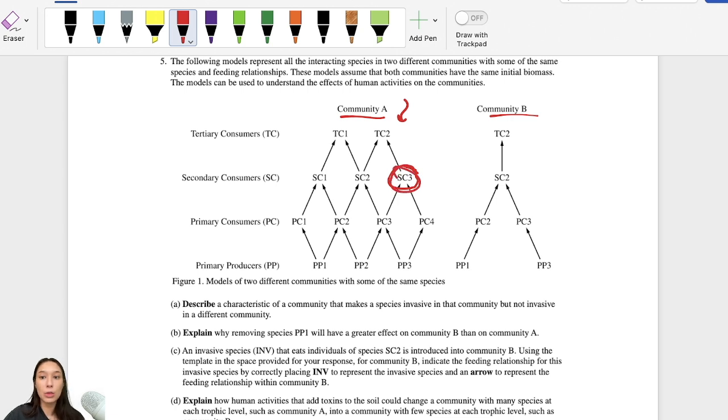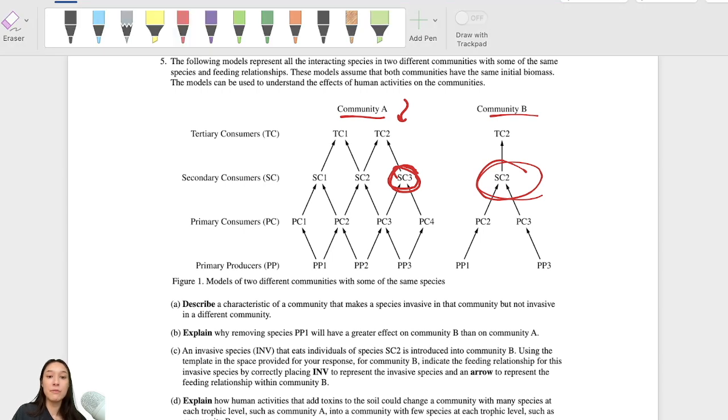Again, let's say SC3 is the one that eats this invasive species. There is no SC3 within community B. There is nothing to eat your invasive species. It's going to proliferate, okay? So the invasive species is going to be harmful if there's no natural predator for it in that community. Another reason is if there are no competitors, okay?